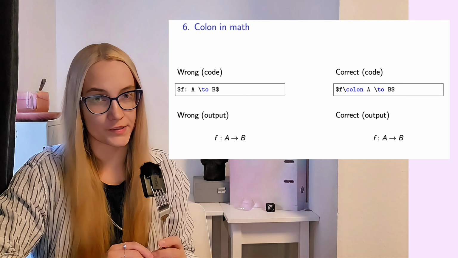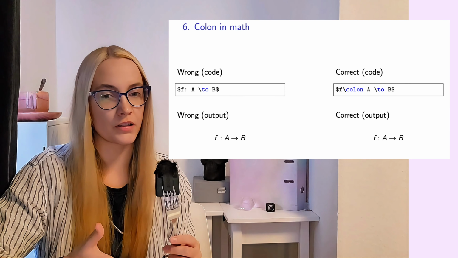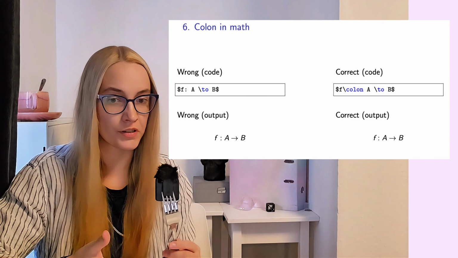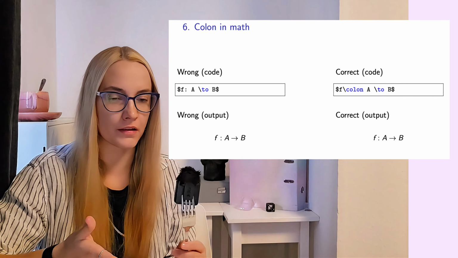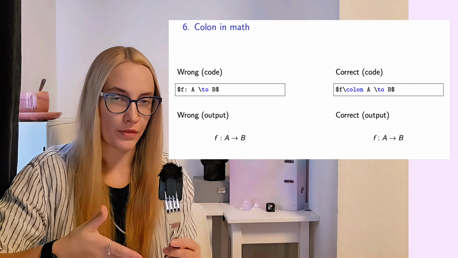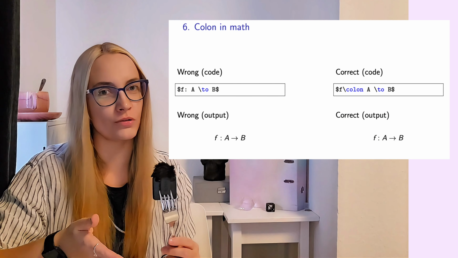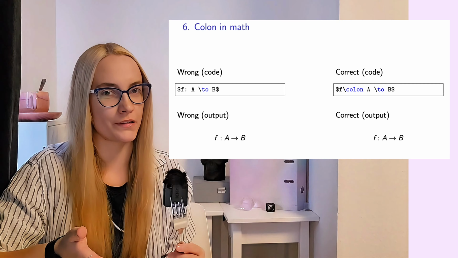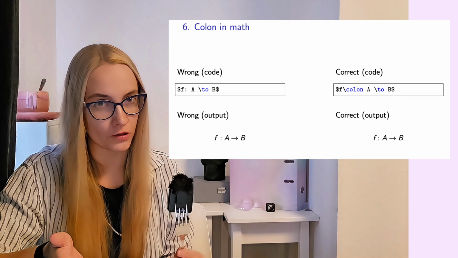Also, one of the sophisticated ones is the colon in math. In math, a colon has its own space and rules. If you define a function from one set to another, use the proper math colon. And yes, you need to type the whole word colon to type it correctly, but otherwise the spacing is wrong.